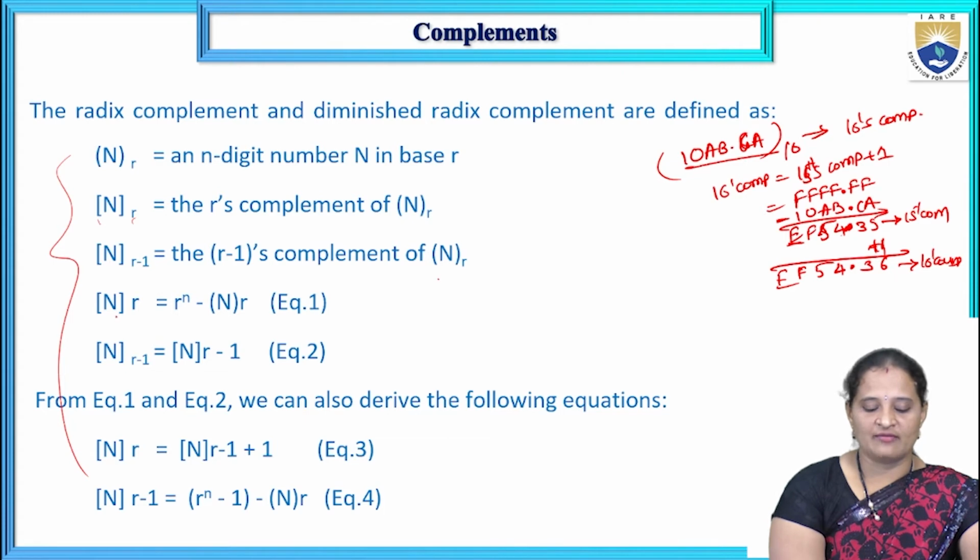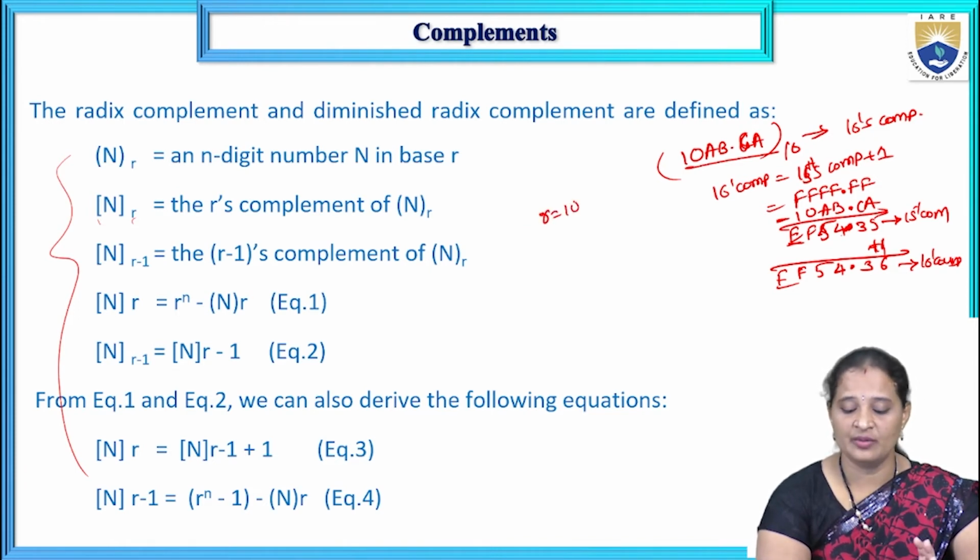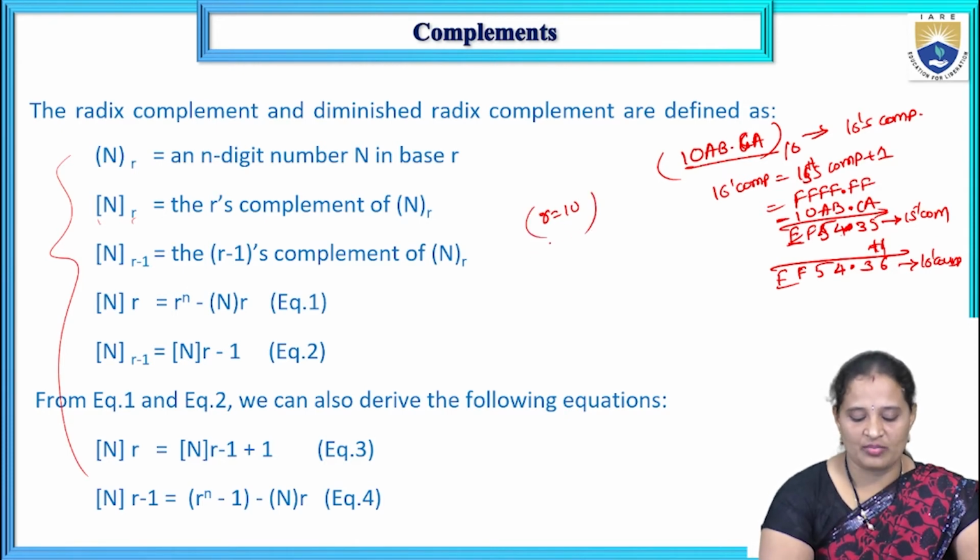Here I can find the R's complement of the number by simply subtracting the number from R to the power of n. So for example, I have the decimal number system, where R is equal to 10. Now I want to find the R's complement.